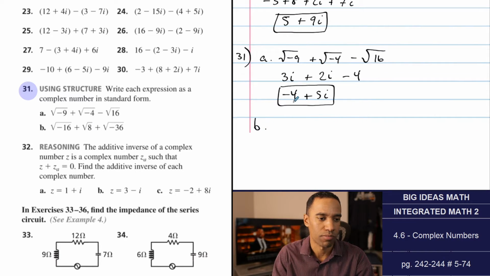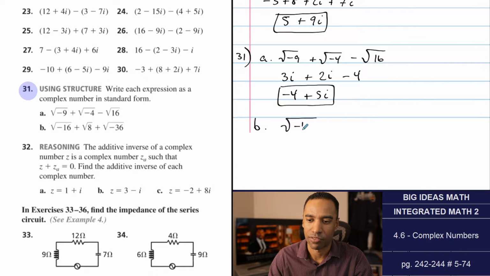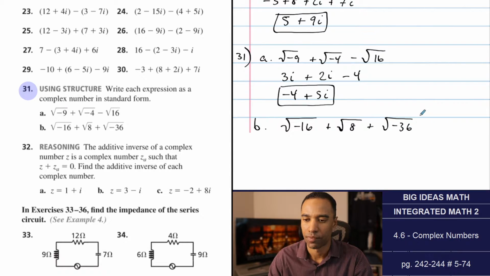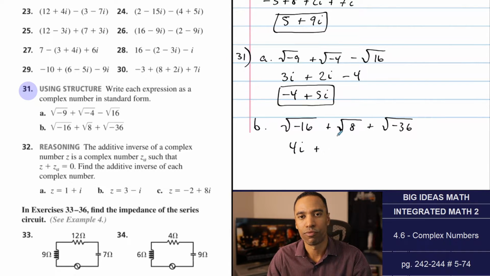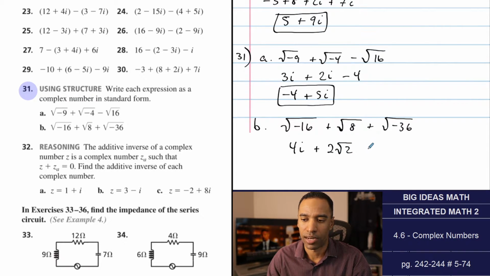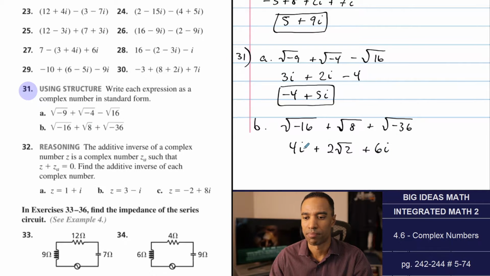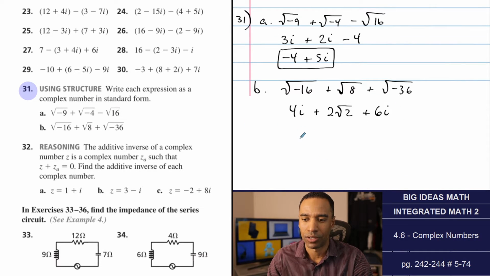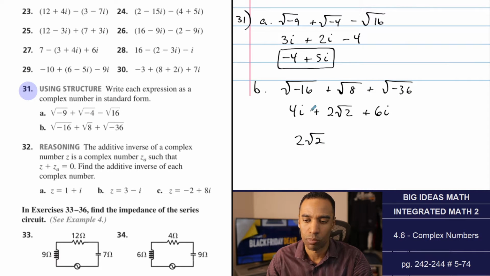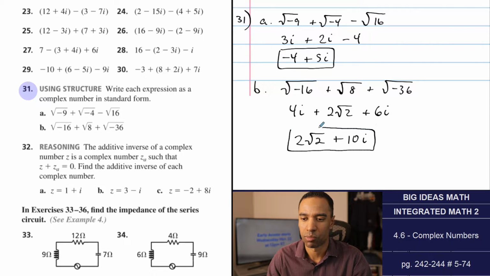B, let's fit on this page here still. We got the square root of negative 16 plus the square root of 8. Hold on. Square root of 8 plus the square root of negative 36. Square root of negative 16 is 4i. Square root of 8, that's root 4 times root 2, or 2 root 2. It's irrational, but it's not imaginary. It's a real number, no i. And square root of negative 36 is 6i, positive 6i. 2 root 2 is a real number, so we're going to write that part first. It's irrational, but it's real. And 4i plus 6i is 10i. And we're left at that, 2 root 2 plus 10i.